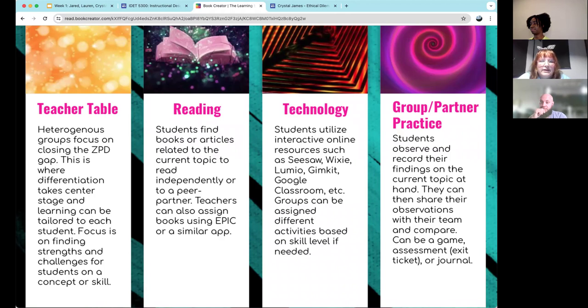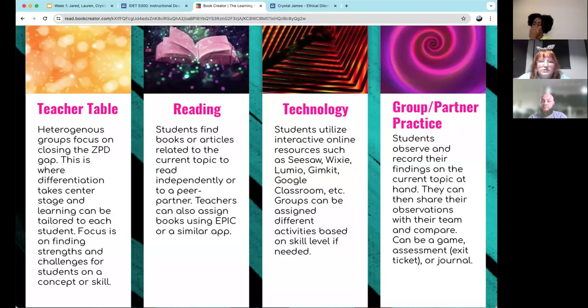The third one would be technology. So students would utilize interactive online resources such as Seesaw, Wixie, Lumio, Gimkit, Google Classroom, and there's plenty of others. All of these use a lot of interactive activities that could be tailored to each student. So the groups can be assigned different activities based on skill level if they need, or you could even give it to each individual student.